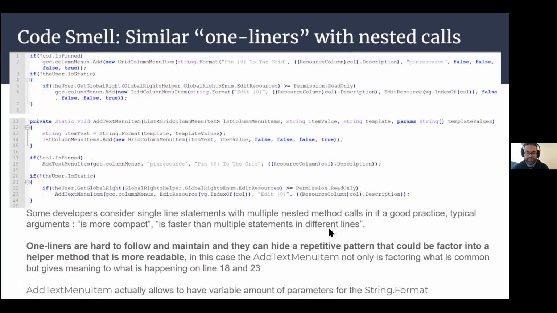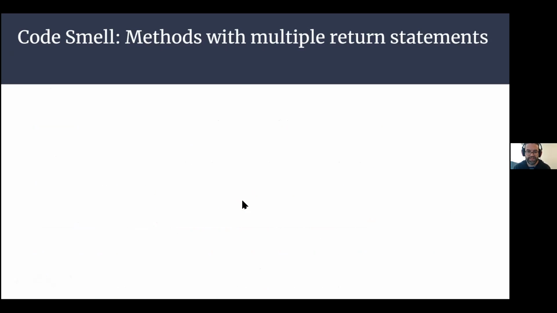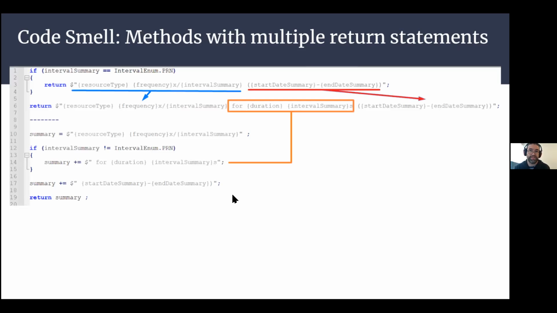Yeah, well, there are some reasons to have those single line statements with multiple nested methods. Many developers usually say it's more compact, it's faster than multiple statements in different lines. Well, I would like to see someone prove that, or send me the tests about calling method A followed by B followed by C instead of calling them all nested, and see which one behaves faster. If you are that concerned with performance, use profilers and let them help you, or other tools.